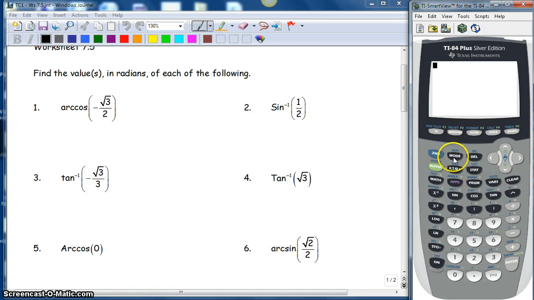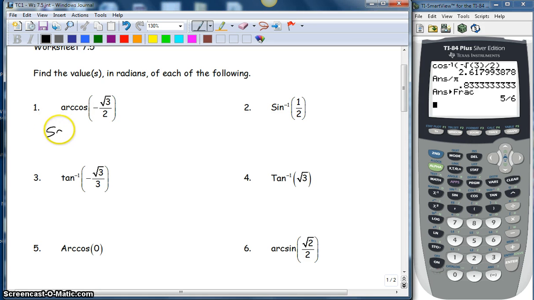So, first things first, we're in radians, so I have to change my calculator to radians. I'm going to do arc cosine of negative root 3 over 2. So I'm going to do second cosine of negative root 3 divided by 2. Make sure you close off that square root. And there we go, you hit enter. You have to divide by pi because we can't see the fraction until we do that. And you get a fraction of 5 pi over 6. So my first answer is 5 pi over 6.